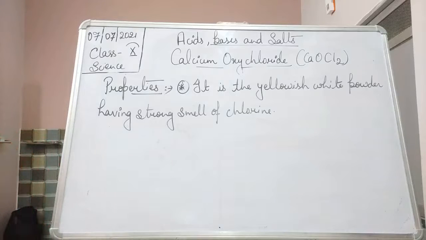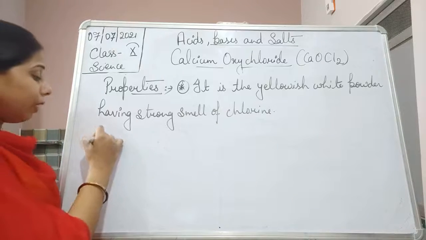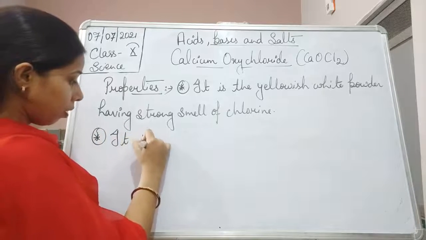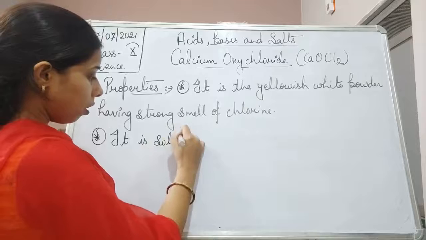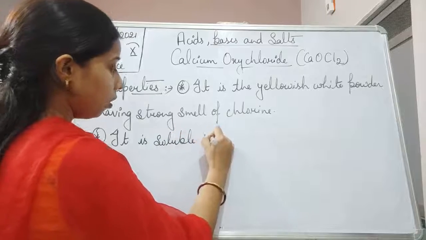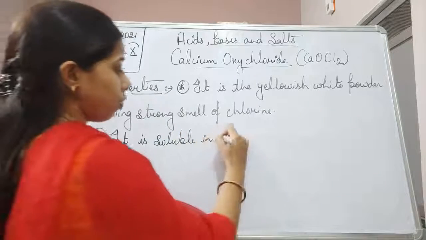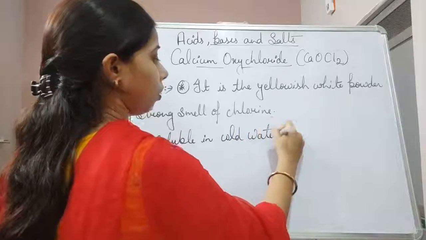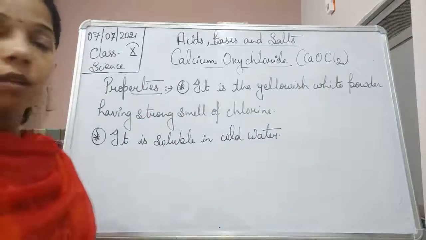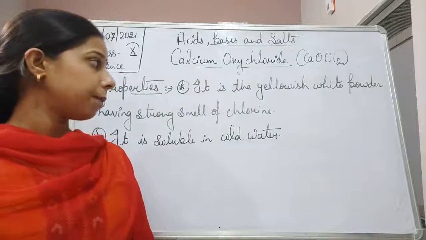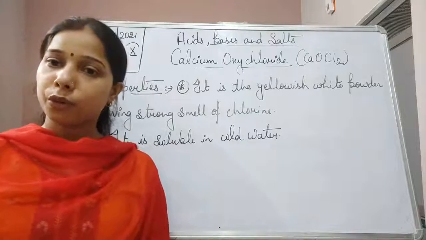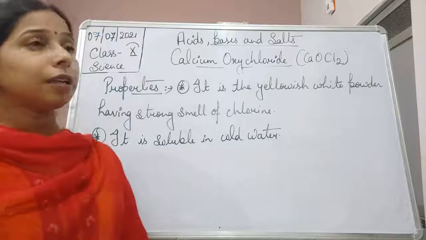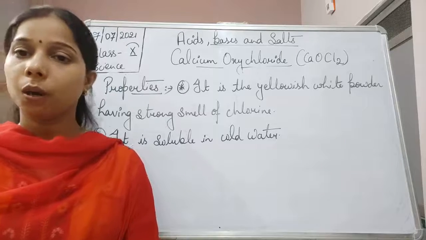Okay. Second thing, it is soluble even in cold water. So, it is soluble in cold water. Okay. So first one, it is yellowish white powder having the smell of chlorine, and the second one, that it is very good solubility. It means it can be soluble even in cold water.